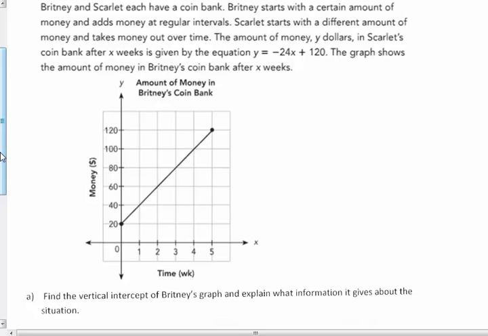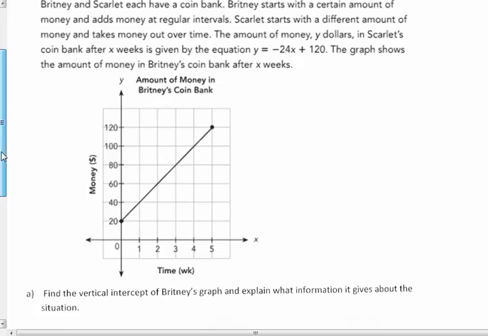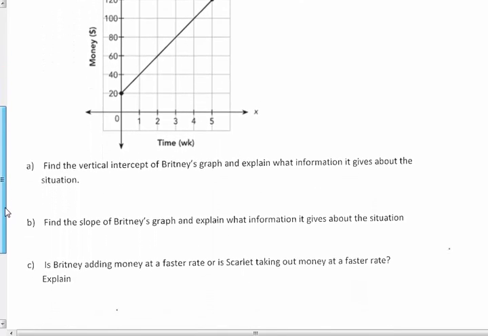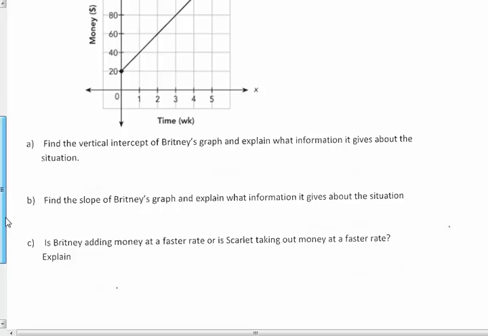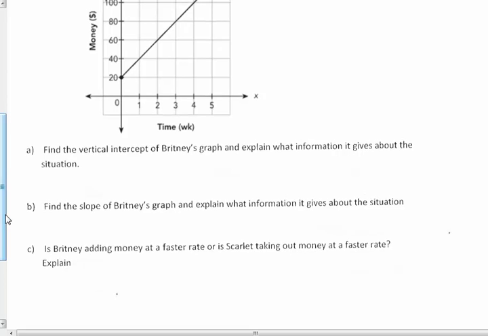So Scarlett's money is going down. Brittany's money, I can tell, is increasing. It's a positively sloped line. So find the vertical intercept of Brittany's graph and tell me what this information tells me. So B is 20. Brittany started with $20.